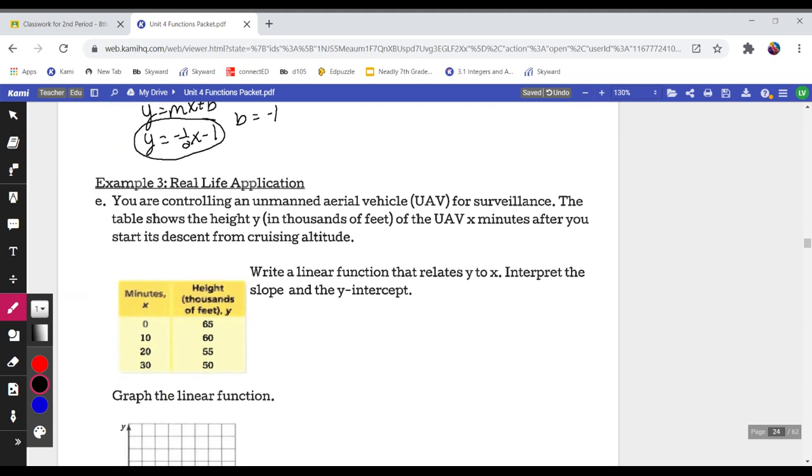Example 3, we have a real-life application. You're controlling an unmanned aerial vehicle, a UAV, for surveillance. The table shows the height y in thousands of feet of the UAV, x minutes after you start its descent from cruising altitude. We're going to write a linear function that relates y to x. Again, that just means put in slope-intercept form, y equals mx plus b. And then we are going to interpret the slope and the y-intercept.